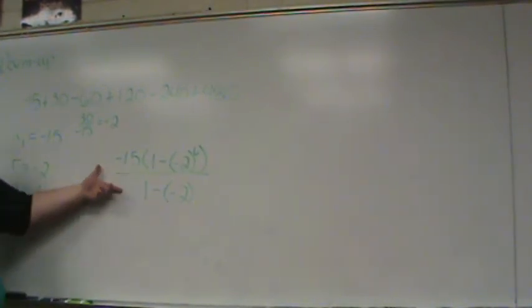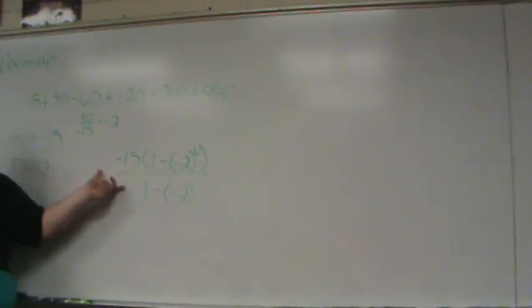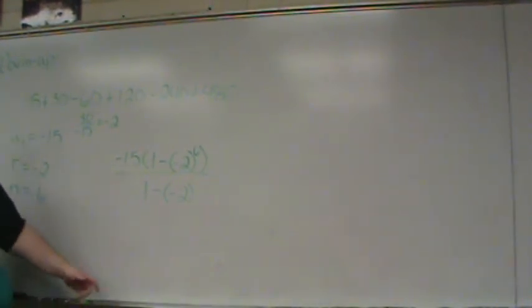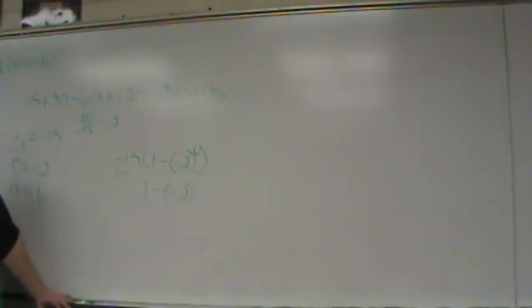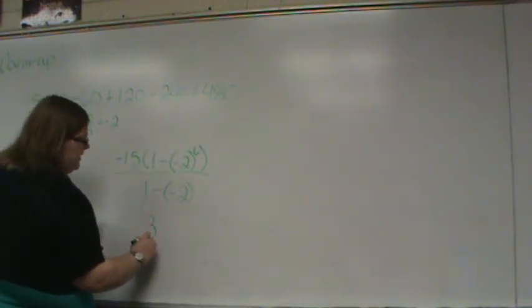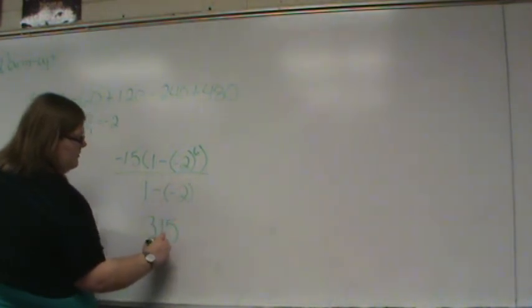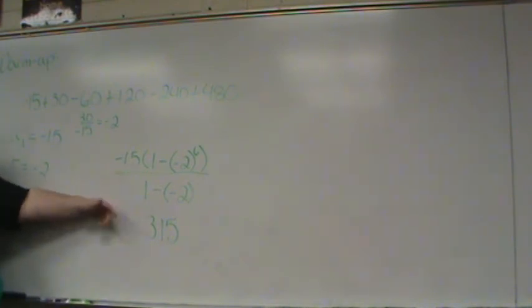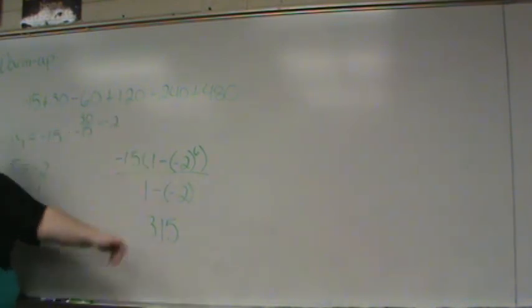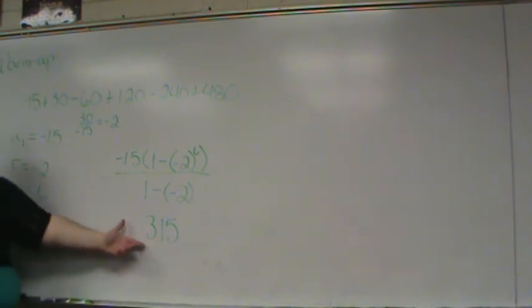Now again, you should be able to plug this into the calculator just like it is here. But make sure you're using those parentheses around that negative 2. And what are we getting? We get 315. And if you wanted to check to make sure that was right using the formula, go ahead and add those 6 terms together. Make sure you get that 315.